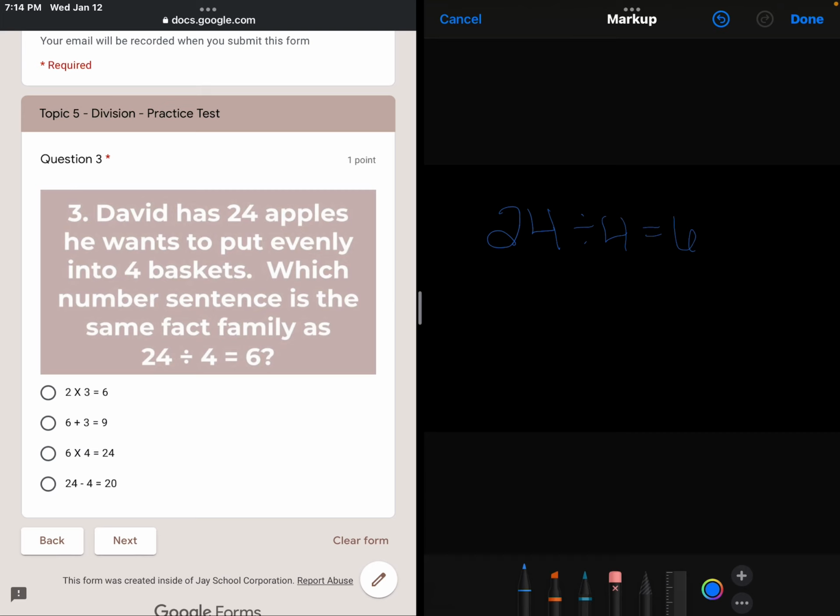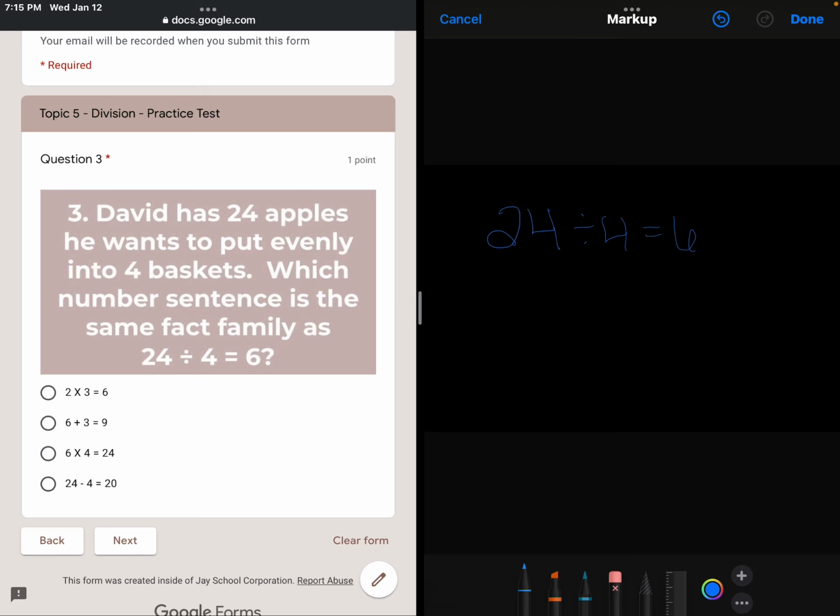Well, what do we know about fact families? If I'm dividing, the fact families are division and multiplication. There's 2 division problems, 2 multiplication problems, okay? So I know it either has to be a division problem or a multiplication problem. That automatically eliminates the second one and the fourth one, okay? Because the second one is adding, the fourth one is subtracting. So those will not work. So I'm looking at the multiplication on the first one and the third one.